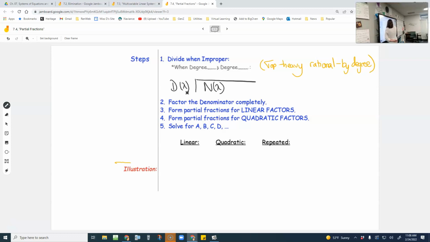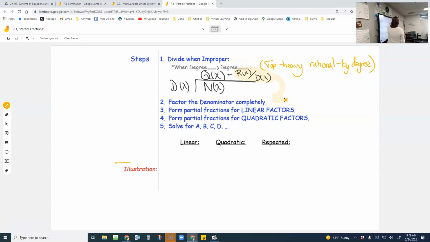When I finish, I will get some sort of quotient plus some sort of remainder. And that remainder, I can take and say, hey, you're a fractional piece of my denominator. And then after doing that, I'll break you down. And then we go down to the rest of the steps.